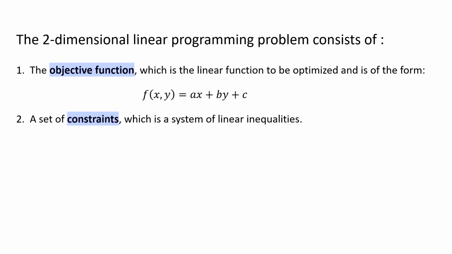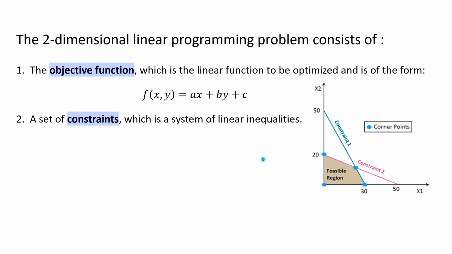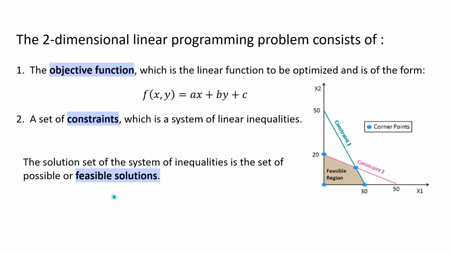The two-dimensional linear programming problem consists of the objective function, which is the linear function to be optimized and is of the form f(x,y) = ax + by + c. And it also consists of a set of constraints, which is a system of linear inequalities. So when we graph the system of linear inequalities, we get something similar to this. The solution set of the system of inequalities is the set of possible solutions, or the feasible solutions.